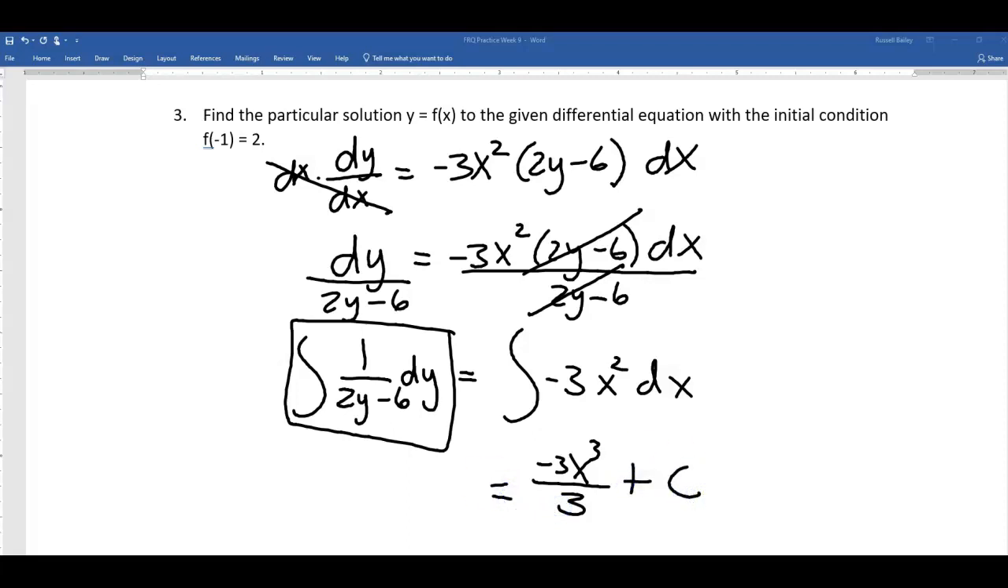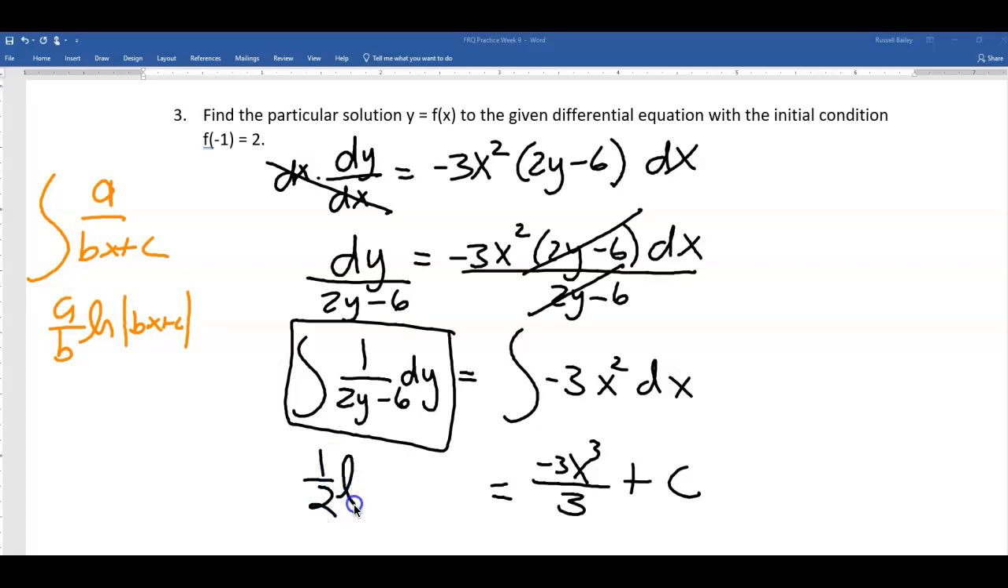This guy? No, it's not tangent. We've done it. It's an ln. That's true. And it's the shortcut I shared. You guys are having a hard time seeing that shortcut. All right, so remember this? A over bx plus c is a over b ln of bx plus c. So that's what we're going to go for there. So it's going to be 1/2 ln 2y minus 6.